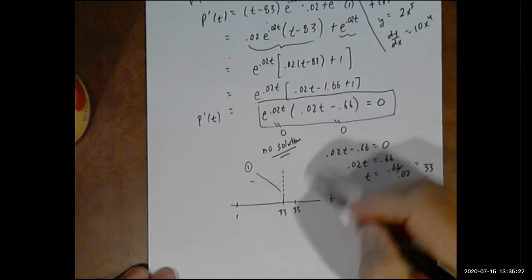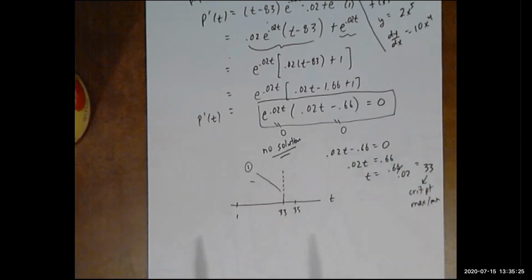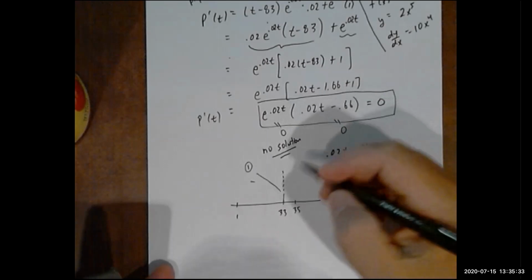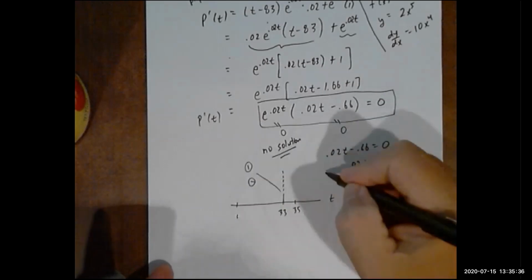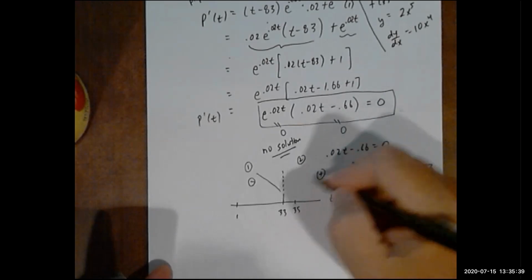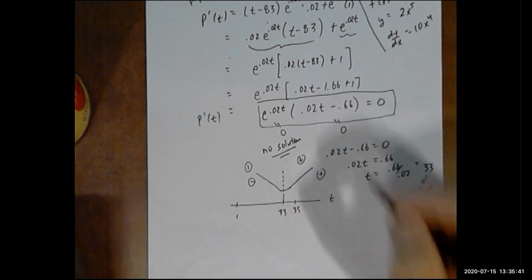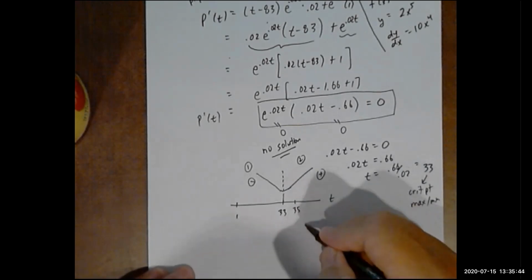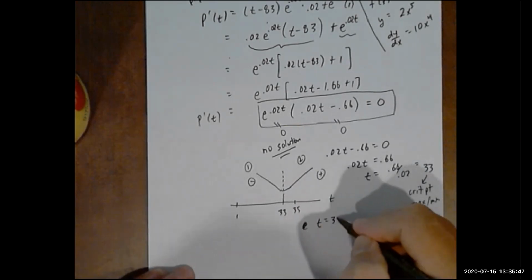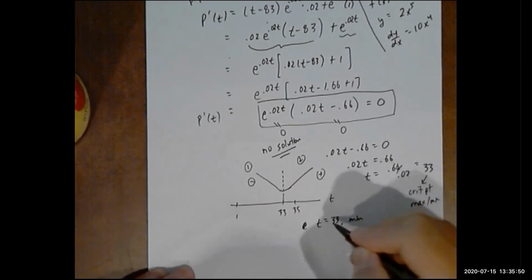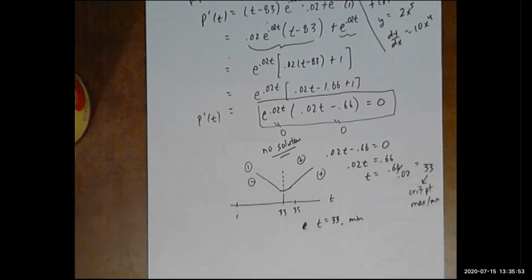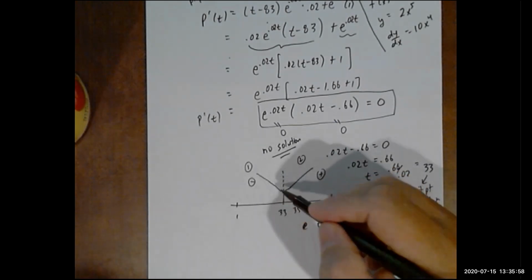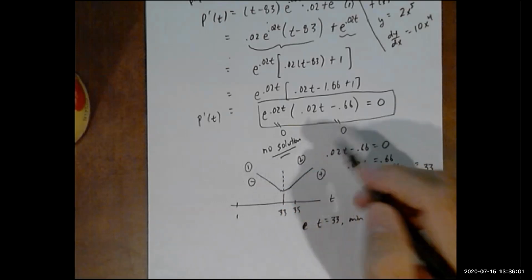I got to see what happens inside the parentheses. So what's 35 times 0.02? And it's 0.7, so it's positive. So this region 2 is positive. So what I think happens is at t equals 33, we have a minimum. And therefore, everything to the left of 33, it's decreasing. To the right, it's increasing.